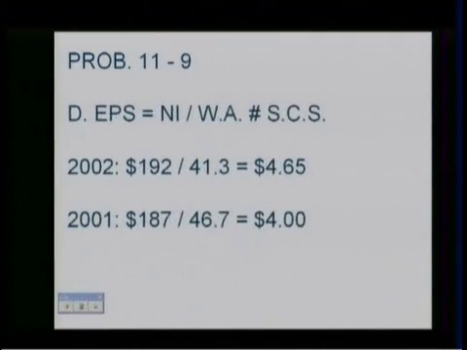In Part D, they ask you to calculate earnings per share. Well, as you know, you do that by taking net income and dividing it by the weighted average number of shares of common stock. They give you the weighted average number of shares of common stock in the box on the top of page 404. So you simply take net income and divide, and you find that earnings per share has gone up from 2001 to 2002 by 65 cents.